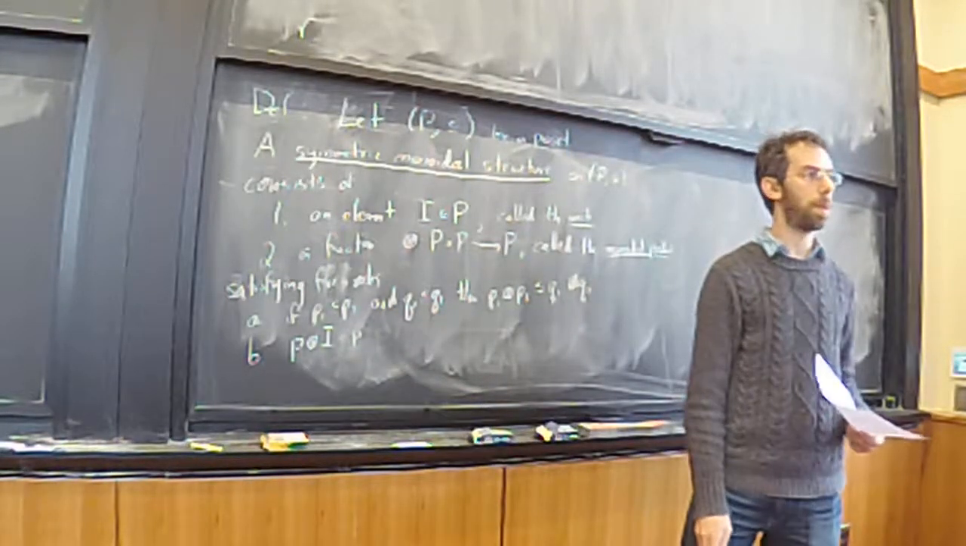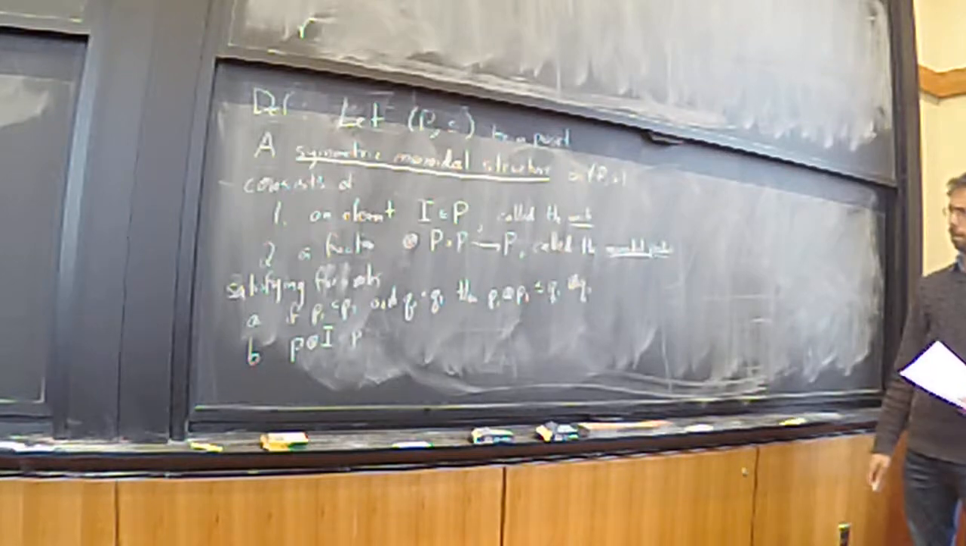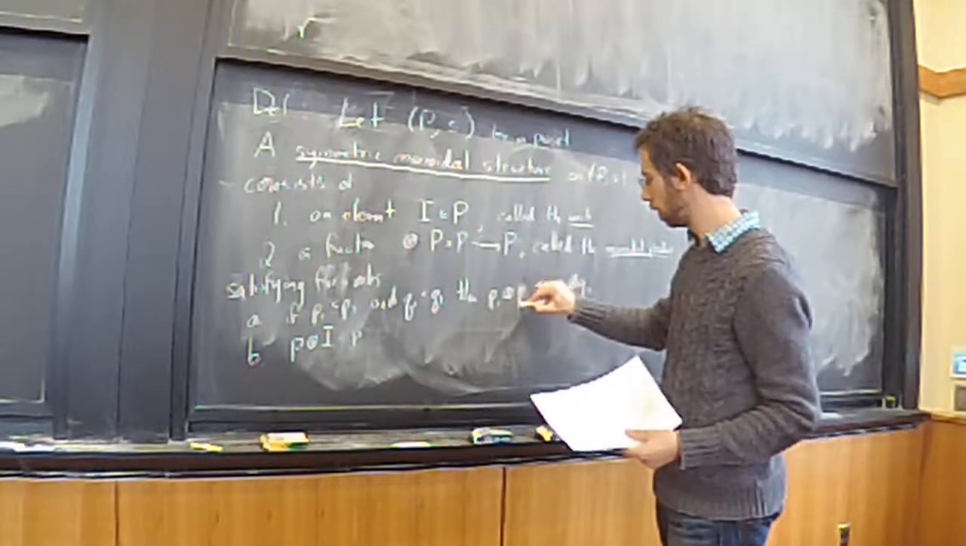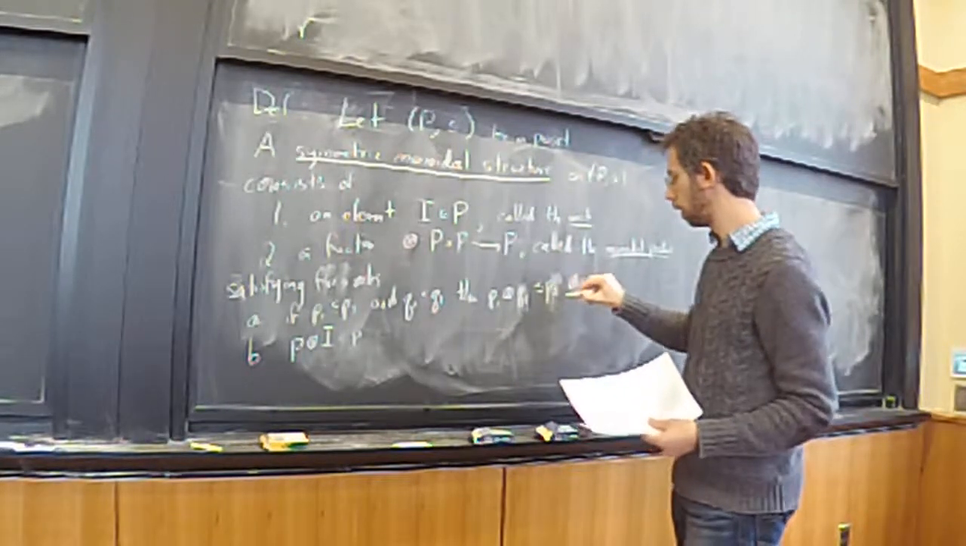Am I misunderstanding something, or should that be P1 tensor Q1 less than P2 tensor Q2? Yep, thanks.